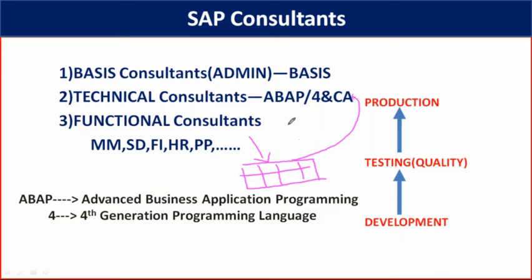Develop the code by using the ABAP programming language. So the technical person knows this programming language, ABAP. ABAP is Advanced Business Application Programming, which is a fourth generation programming language, better than C++. C++ is a third generation programming language, whereas ABAP is a fourth generation programming language. But when you compare with C++, ABAP is entirely for SAP. ABAP is not an open programming language like C++.